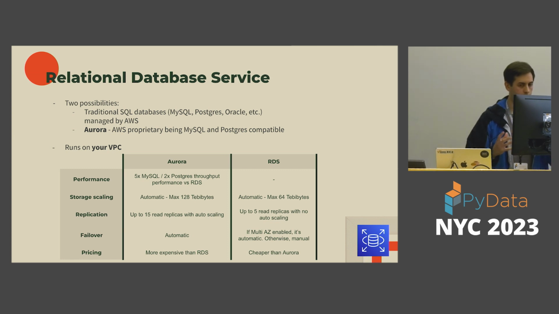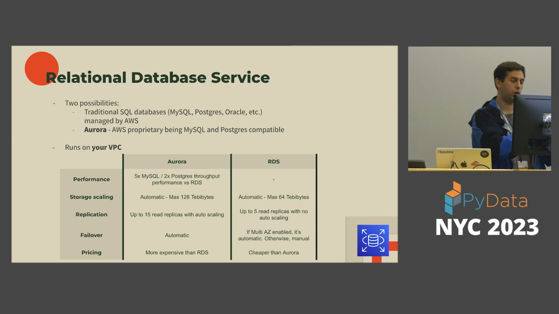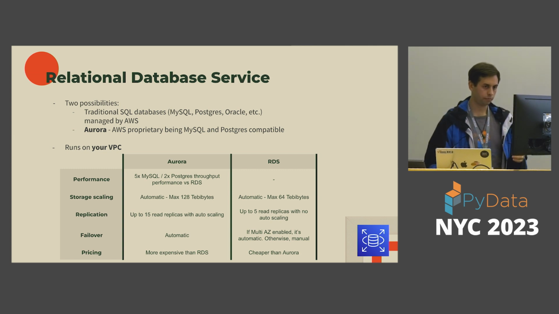So for those of you that don't know, most database clusters tend to have one writer database in which all writes go, and then read replicas, which would be used if you want to query the database, but you don't want to stress the writer database, which would be like the main one. And in RDS, you can just get up to 5 read replicas, and with no auto scaling, you just have to do it manually.